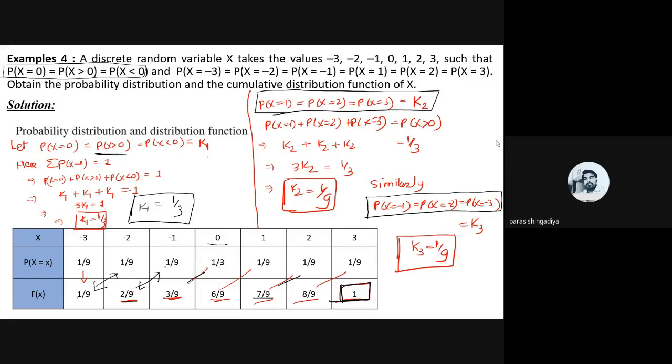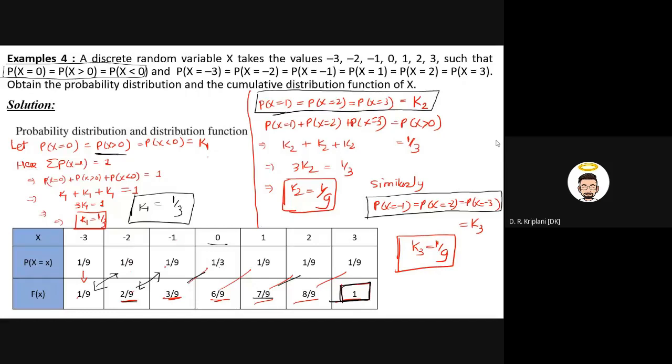Yes, are all of you clear on this example? There's no reply. Am I audible? Okay.